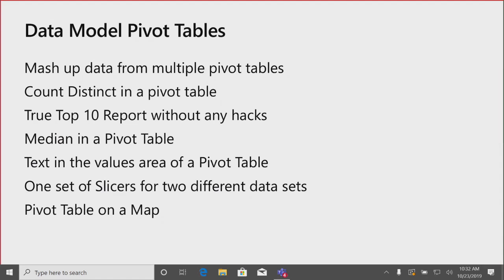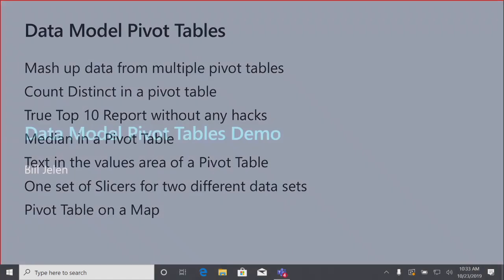All right. So we're going to talk about a few different examples here: matching up data from different sheets, how to do a count distinct in a pivot table, how to really do a true top 10 report without using that hack from Dan in Philadelphia, and then creating new formulas, calculations that are impossible in regular pivot tables like medians or text, one set of slicers for two different data sets, and even a pivot table on a map. All right, so lots to demo here.